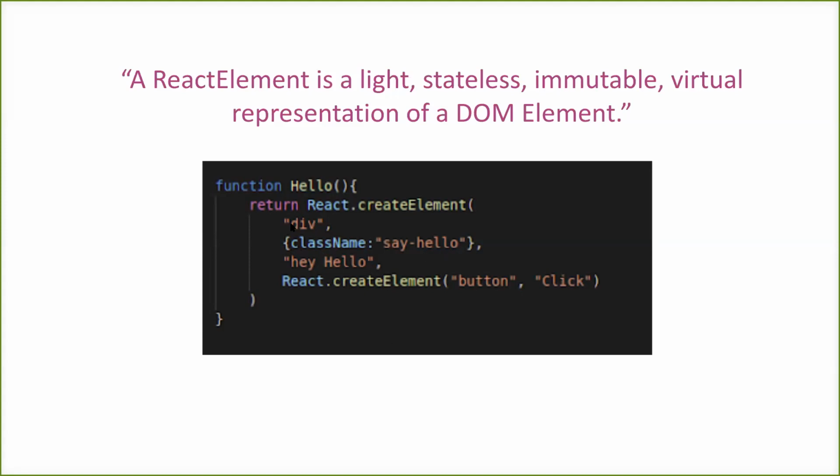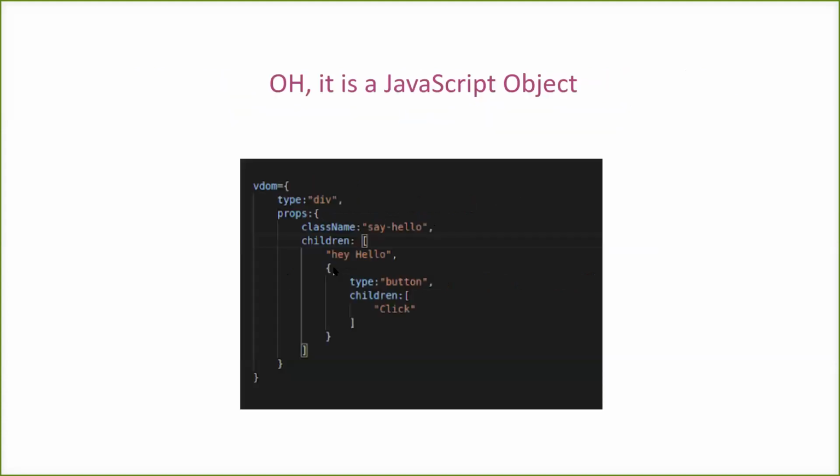So you had a div. How React createElement is made is you have a div followed by the class name and all the children. So hey hello was the text between your div, and then you have another component, button. So you do another createElement for the button. And when all of these React elements come together, they form something like the virtual DOM. All of these are compiled to form the virtual DOM.